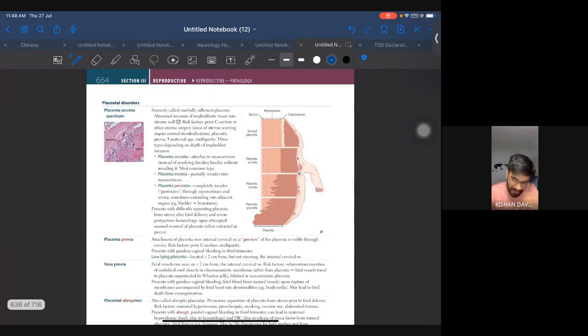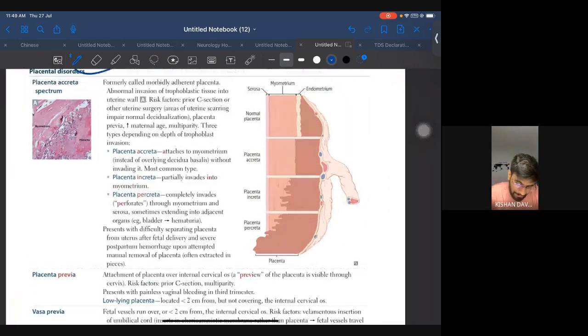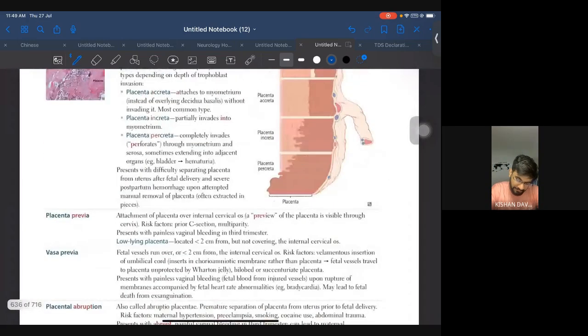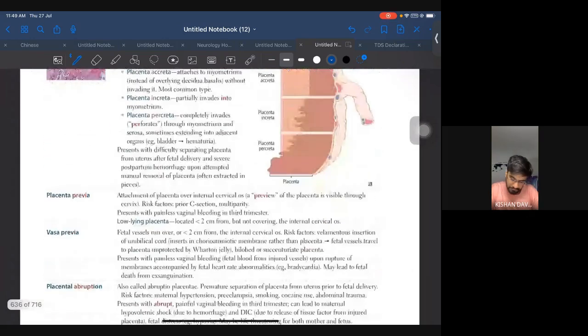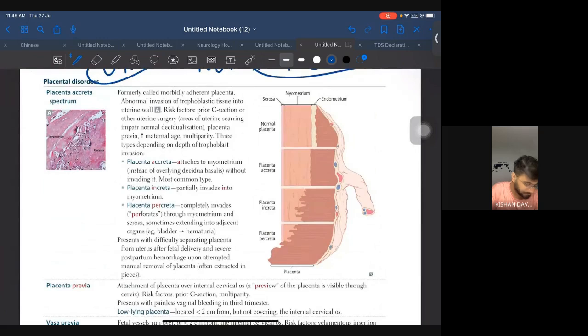Alright, moving ahead, placental disorders. Placental disorders are very important, but not in too much detail. Okay, the detail we'll be doing in OB-GYN in Step 2 CK. For Step 1, just remember the definition and one or two points. Okay, so let's see. Placenta accreta spectrum. Let's do placenta accreta spectrum first.